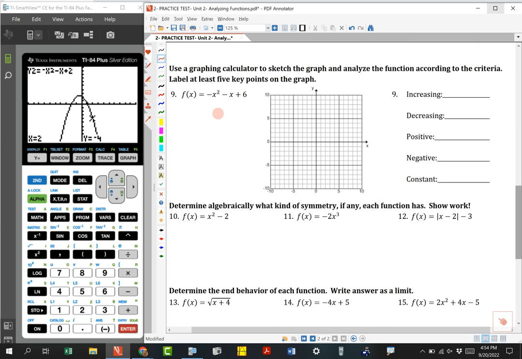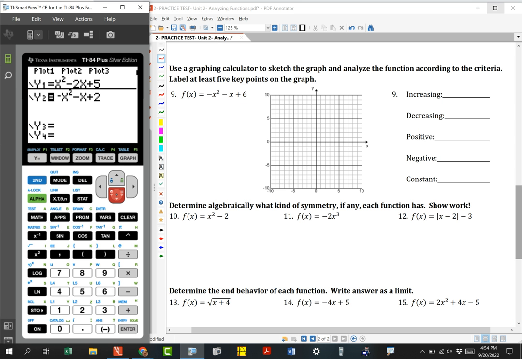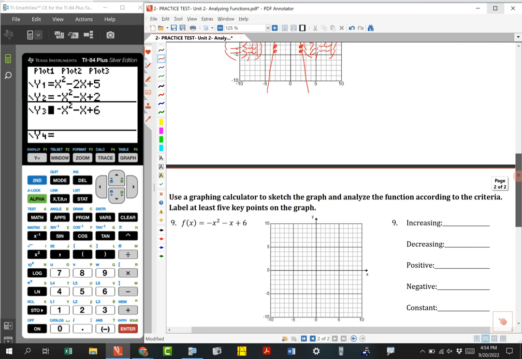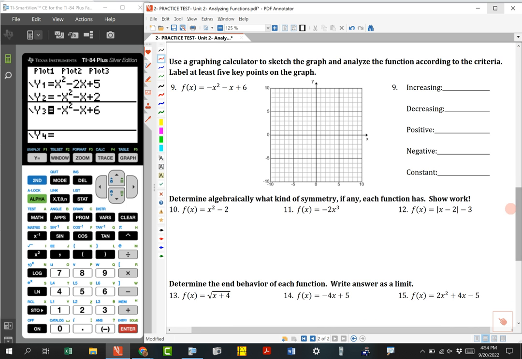Okay, we're going to flip the page over and we're going to take a look at the same type of problem, but this time they're going to ask us different questions about it. So I'm going to go back here to the y equals menu. I've got this next one all set. All I have to do is just turn it on. And you'll notice how similar the two of these are. This one just has, instead of +2, it's +6. So we should expect the exact same type of shape, maybe just moved up just a little bit.